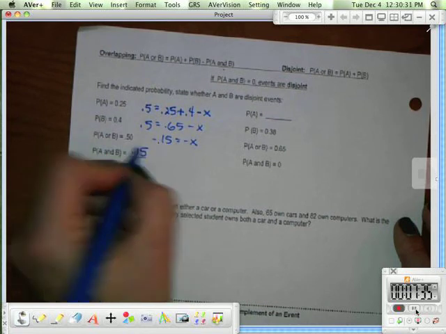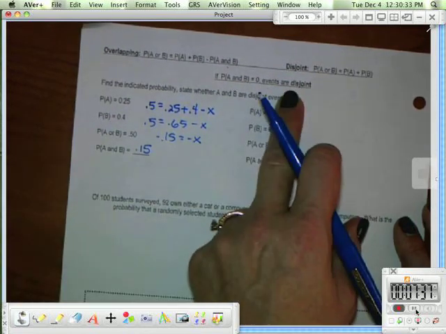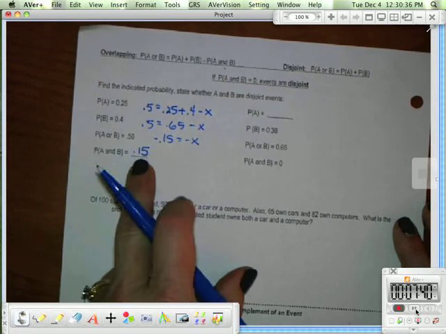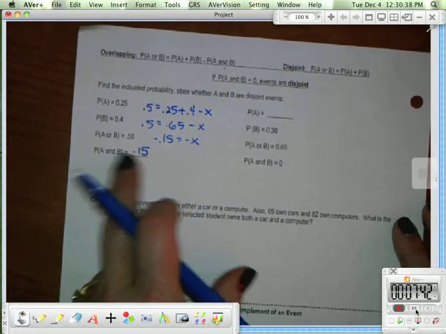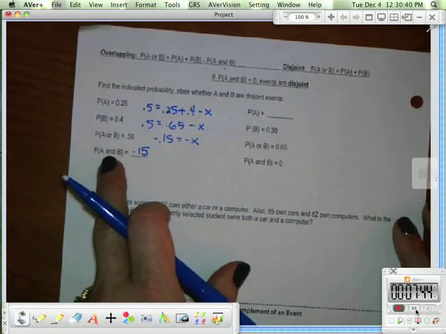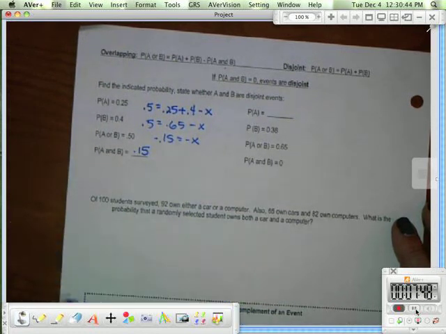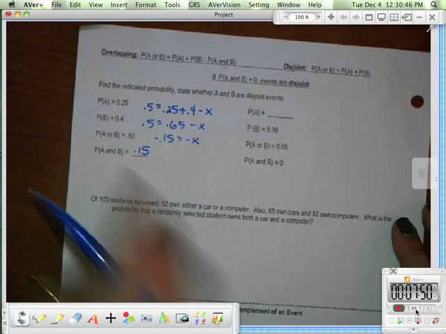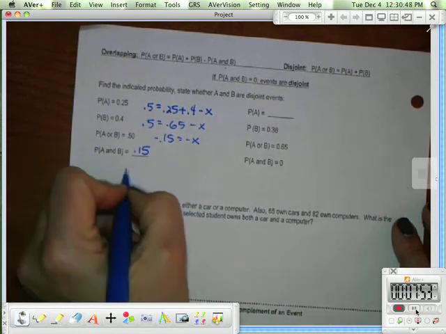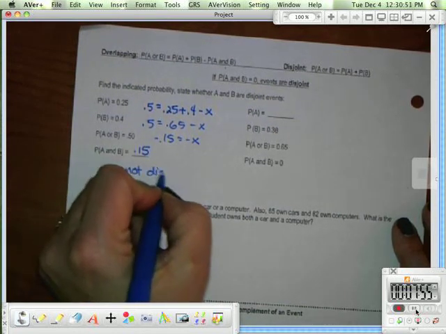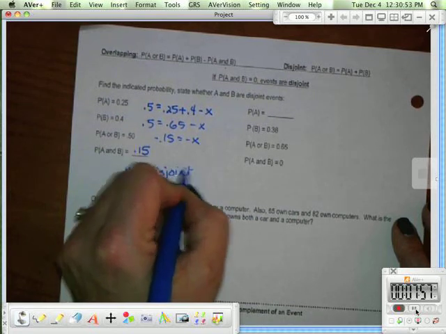So I also need to tell whether this is disjoint. Well, no. There's a 15% chance that A and B are going to occur, meaning there's an overlapping little piece in these two events, because there's a 15% chance of that occurring. So these are not disjoint. Since there's a chance of overlapping.